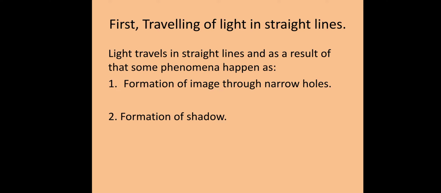Now, let us start with the first property, which is traveling of light in straight lines. Light travels in straight lines, and as a result of that, some phenomena happen as first, formation of image through narrow holes. Second, formation of shadow.